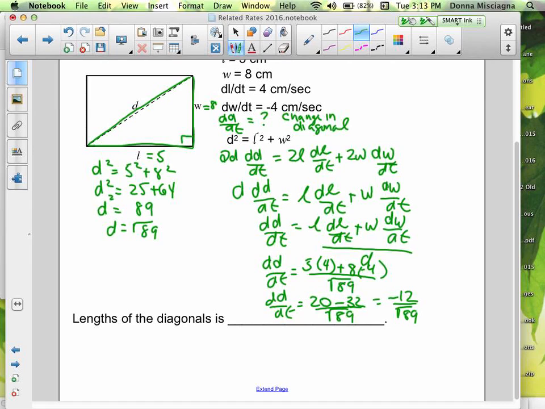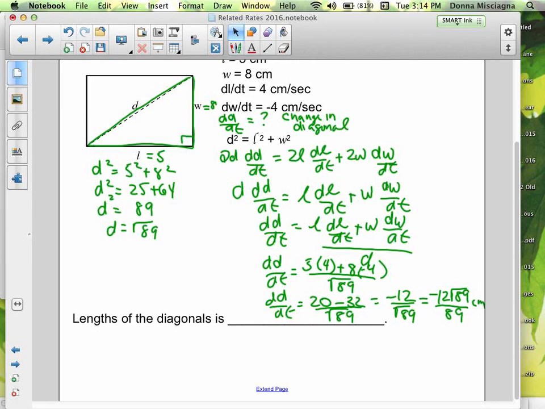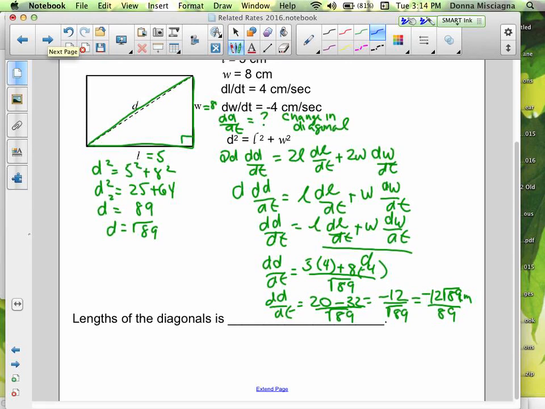And we should rationalize, get that radical out of the denominator. Negative 12 square roots of 89 over 89. That'd be the exact answer. And we should have a unit of measure there. This was centimeters. And that's centimeters per second. Oops, just dropped a pen. Centimeters per second. Boy, you can't really see that unit of measure there, can you? Well, just know it's there.